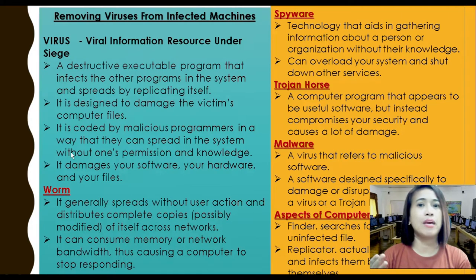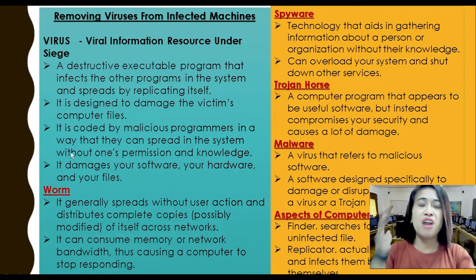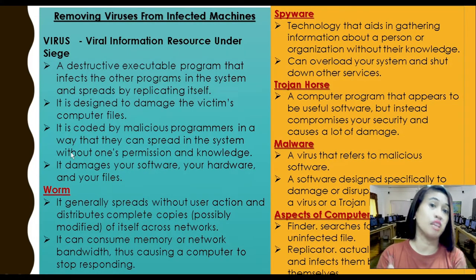So it self-replicates, it multiplies by itself. Now what will happen? If it multiplies, it will lessen the capacity of the hard disk. If the capacity of the hard disk has been lessened already, that's the time that the computer system will slow down already, because you have plenty of files already that suddenly prompt to your computer.